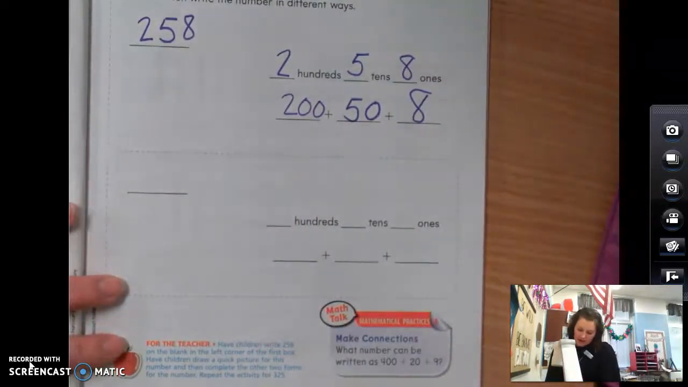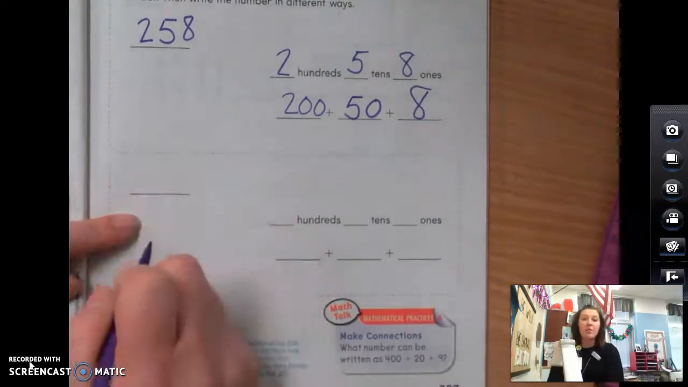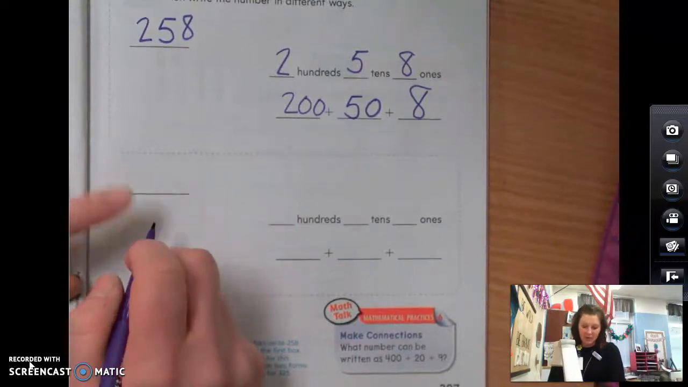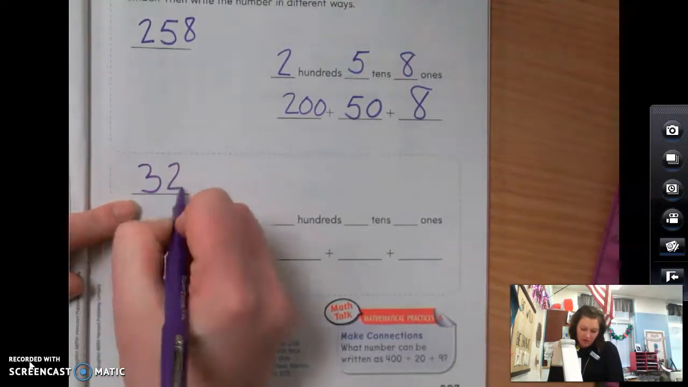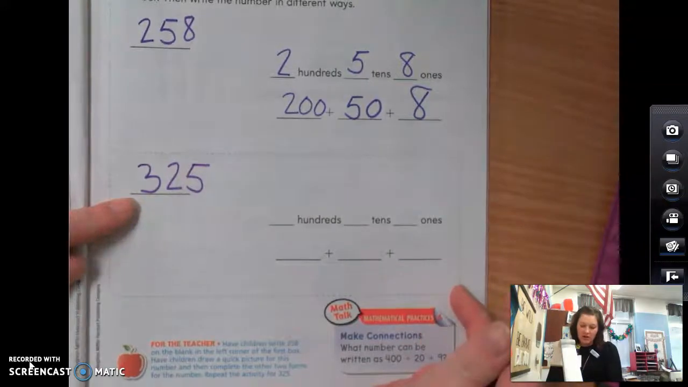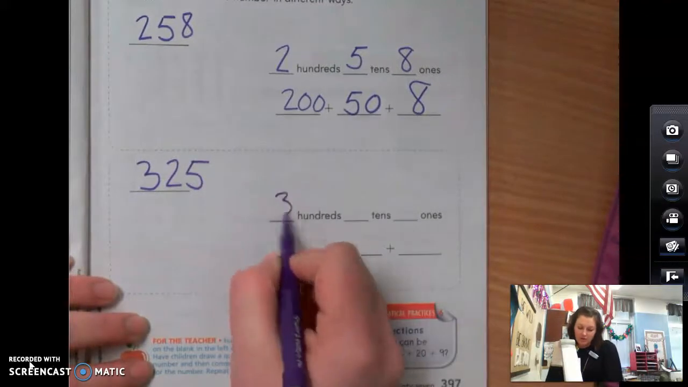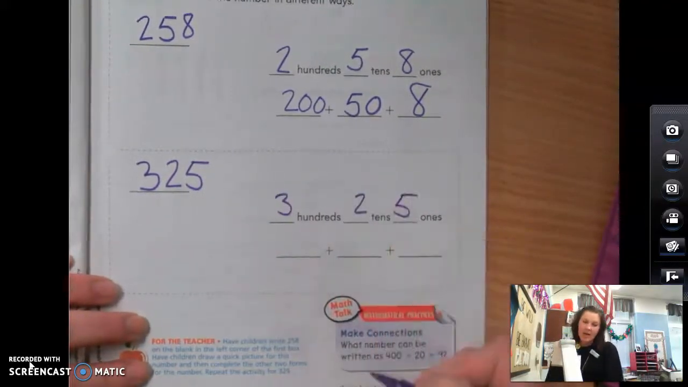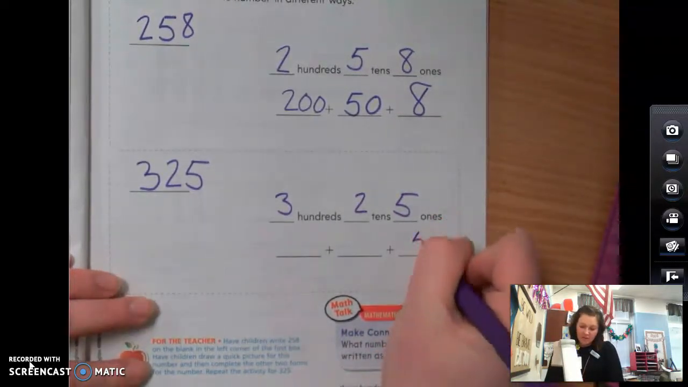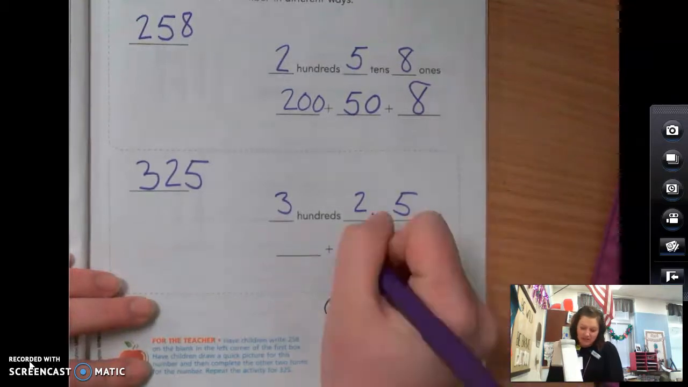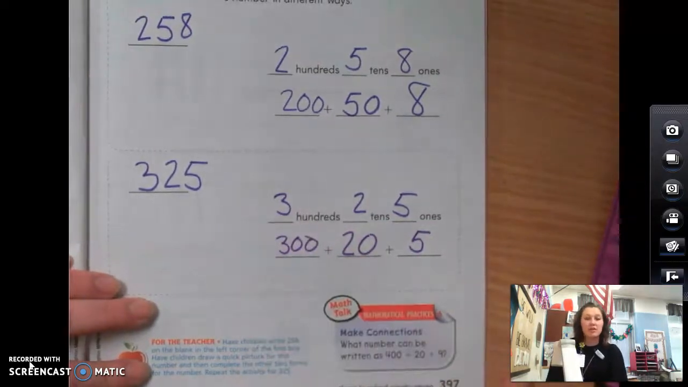All right. So now I want you to do this whole thing for the number 325. 325 is the number you're writing on this line. Go ahead and write how many hundreds, tens, and ones are in 325. 3 hundreds, 2 tens, 5 ones, and then write 325 in expanded form. So 5 ones is equal to 5, 2 tens is equal to 20, and 3 hundreds is equal to 300. 300 plus 20 plus 5.